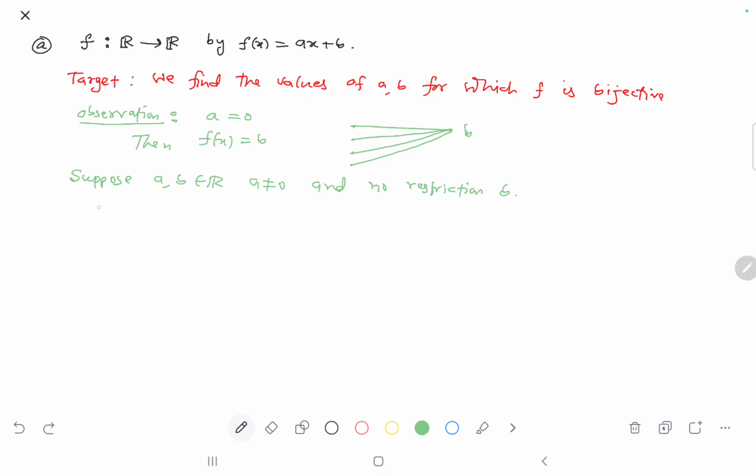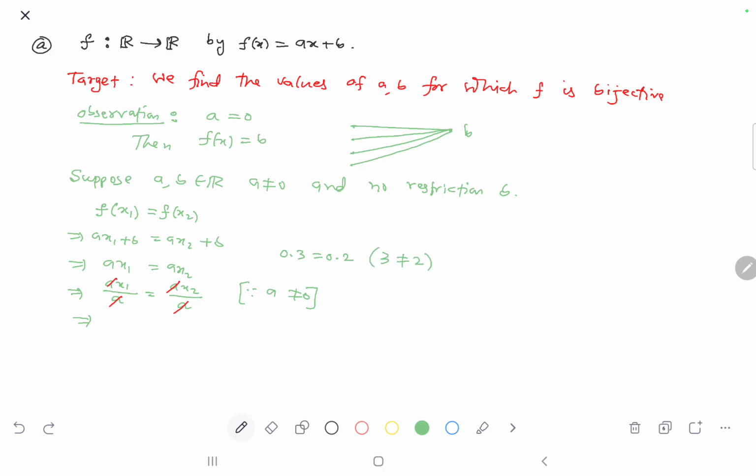Then we check it is injective. Can you check injectivity? Injectivity, I told you how to check, right? So A of x1 plus B equals A of x2 plus B, B cancels out. So you are getting A x1 equals A x2. Now you can cancel A by dividing both sides by A, and it is possible because A not equal to 0. If A is 0, then 0 into 3 equals 0 into 2, no doubt, right? So we cannot conclude 3 equals 2 there.